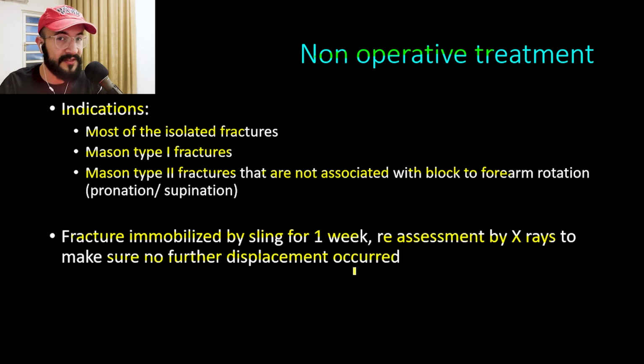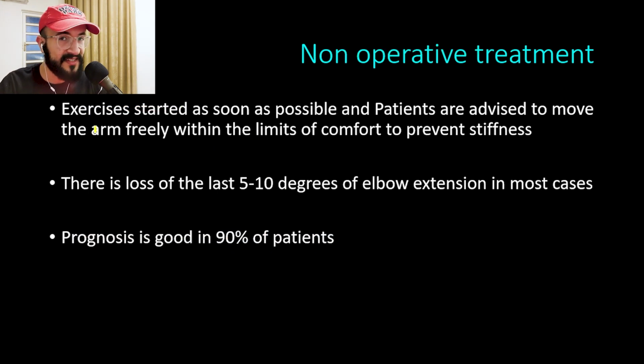The fracture is immobilized by a sling for 1 week, and movement is started after that to prevent stiffness, with reassessment by X-rays to make sure no further displacement occurred. The X-rays are retaken after a few days. Exercises are started as soon as possible, and the patients are advised to move the arm freely within the limits of comfort to prevent stiffness. There is loss of the last 5 to 10 degrees of elbow extension in most cases, due to stiffness, and the prognosis is good in 90% of the patients.